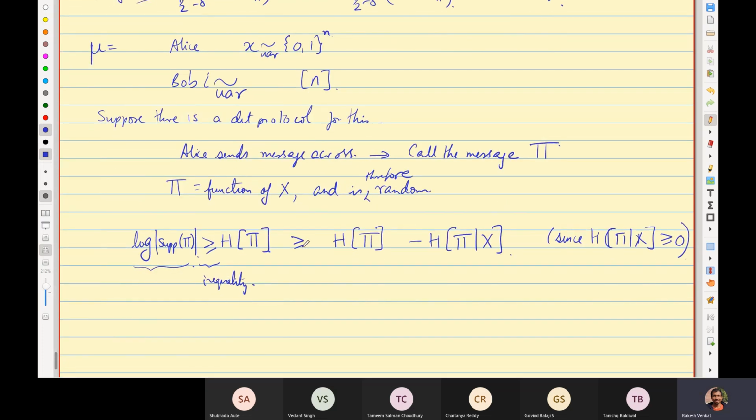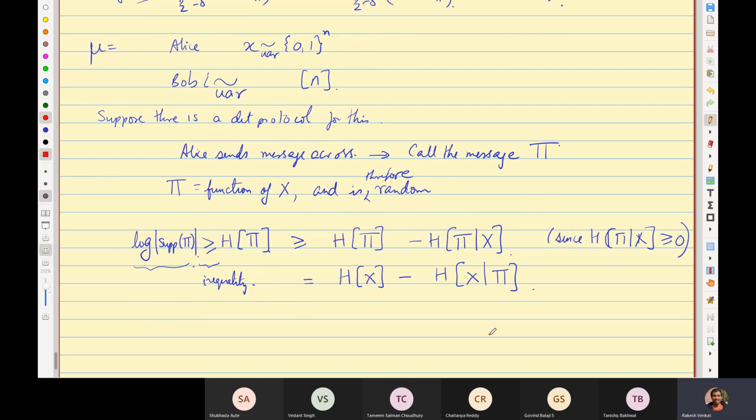In fact, this is an equality because pi is a function of X, and as you had seen, H of pi given X is actually equal to 0. Given X, you know what pi is because it's a deterministic protocol. But we'll just leave this in because I'm going to re-expand this and write it instead as H of X minus H of X given pi. So why is this justified?